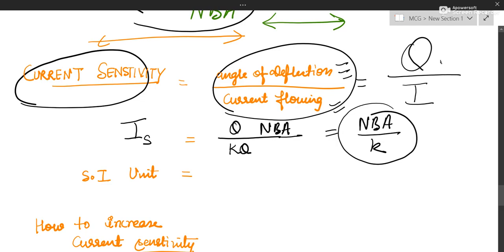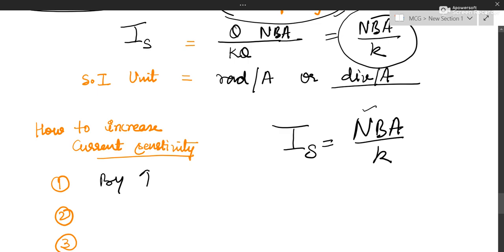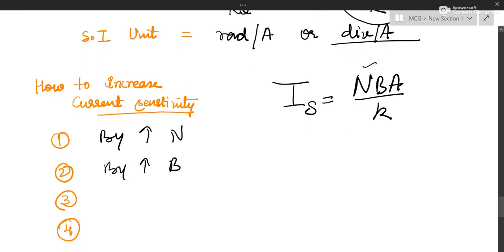So what will be the SI unit? SI unit you can write from here, angle upon current. So we can write it as radian per ampere, or if somebody is writing division per ampere, that is also fine. So now how to increase current sensitivity? Just now we have seen the formula of current sensitivity is NBA by K. So we can increase current sensitivity by increasing number of turns of the coil. First is by increasing number of turns, then second is by increasing the magnetic field. We can use heavy magnets, and third is by increasing the area of the coil.